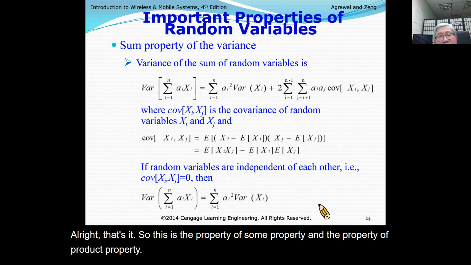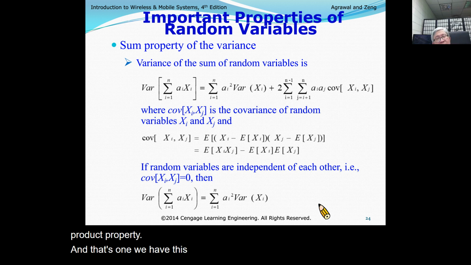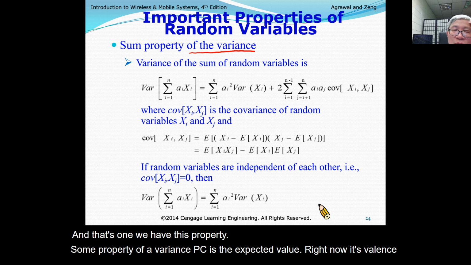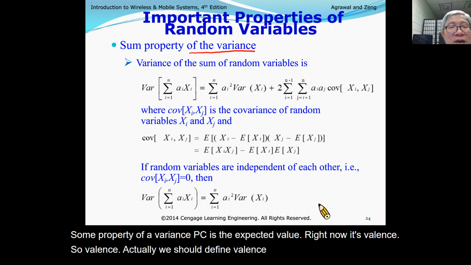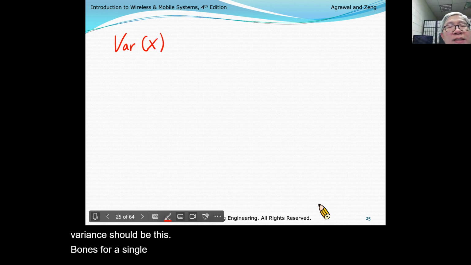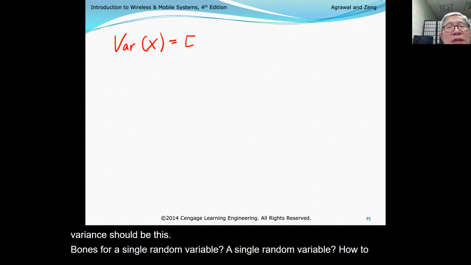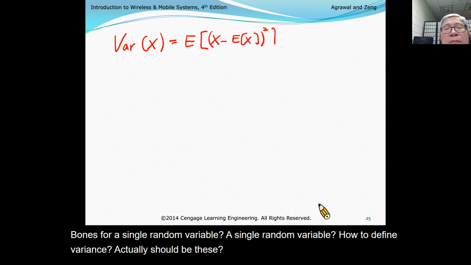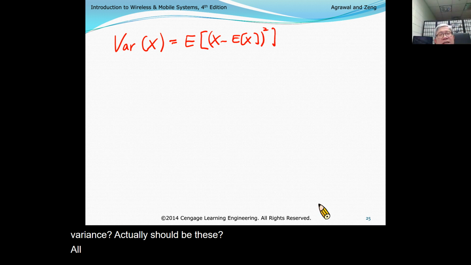And next one, we have this property. Sum property of variance. Previously, it was the expected value. Right now, it's variance. So we should define variance here. What it means, variance should be this. Variance for a single random variable. A single random variable, how to define variance? Actually, it should be this. If this, then how to have the property for a single random variable? This one.